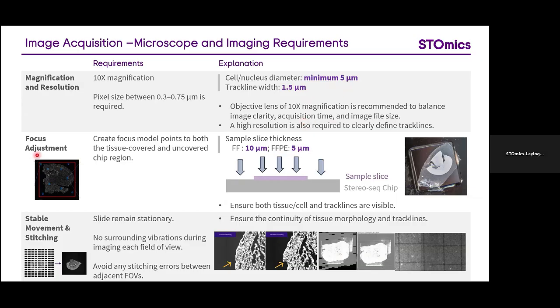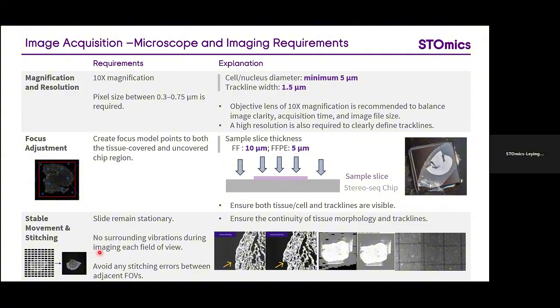And next is the focus. The tissue sits slightly elevated on the Stereo-seq chip. You may need to create multiple focus model points to ensure that both the tissue covered region and the uncovered region are in sharp focus, because we need both the cells clear and also the track lines clear.